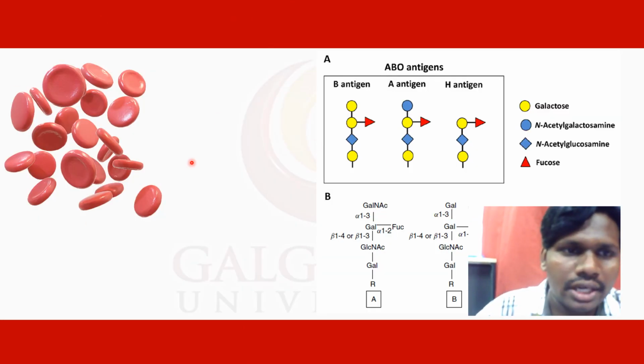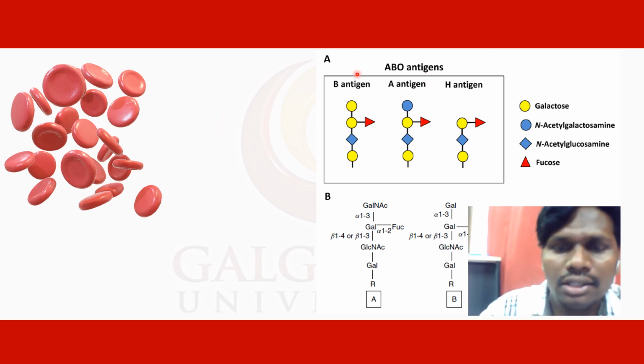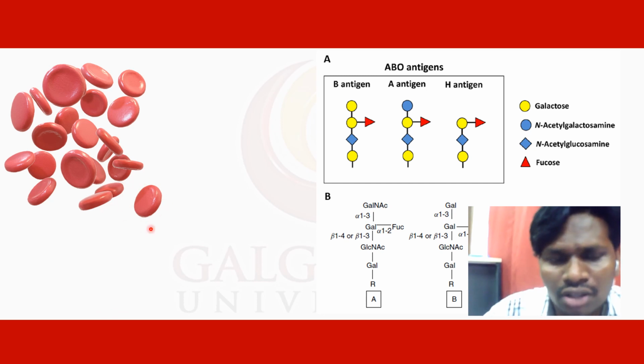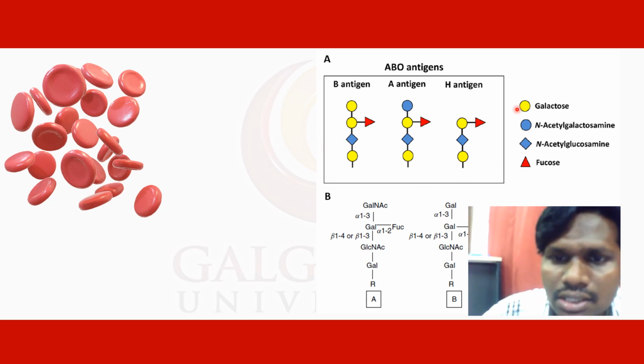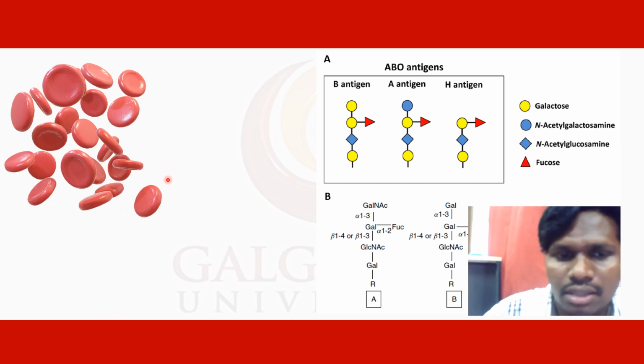So on the screen you can observe the RBC cells on one side and the antigens on the other, right? The antigens bind on the RBC cell surface. Even before this, the precursor substance, the H antigen, binds on the RBC surface first of all. So that is a precursor substance.